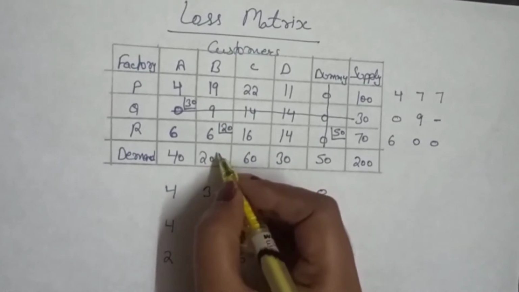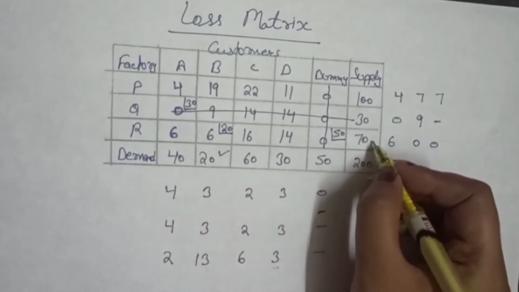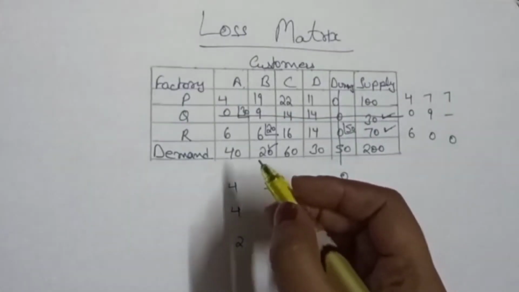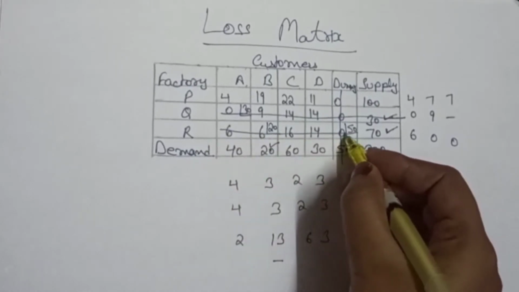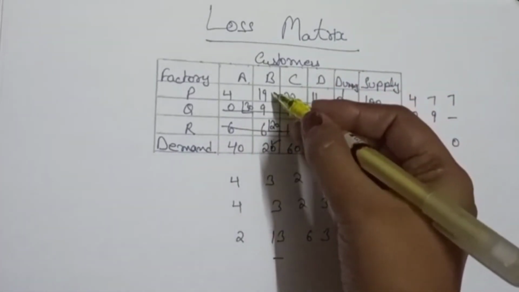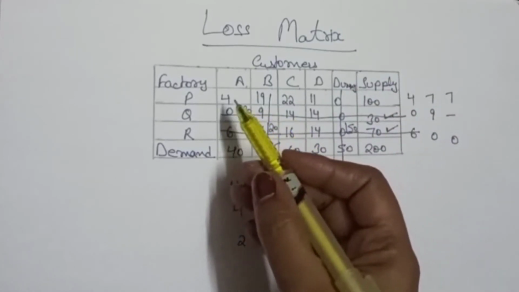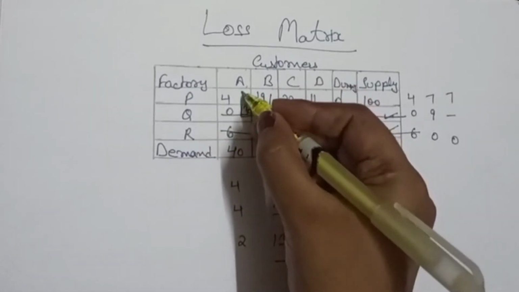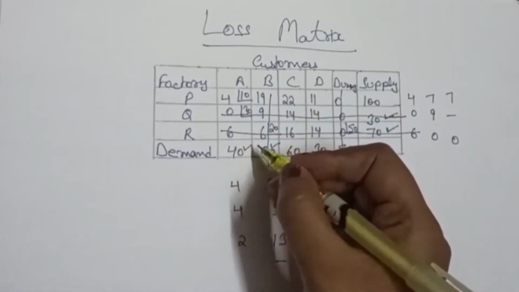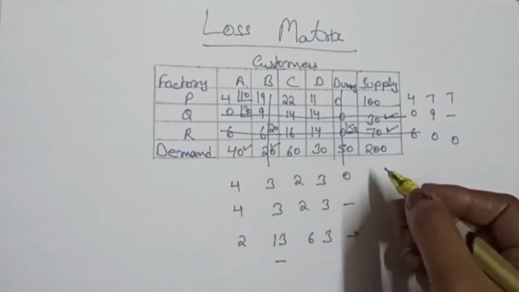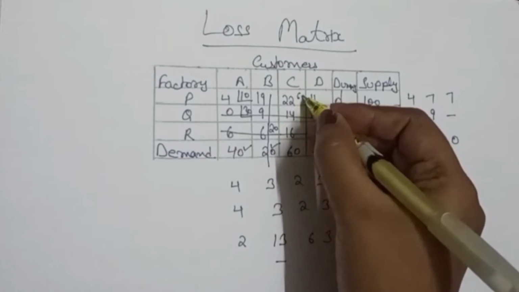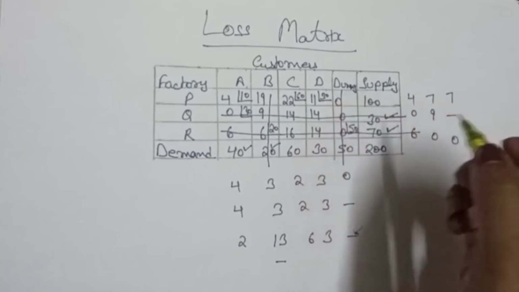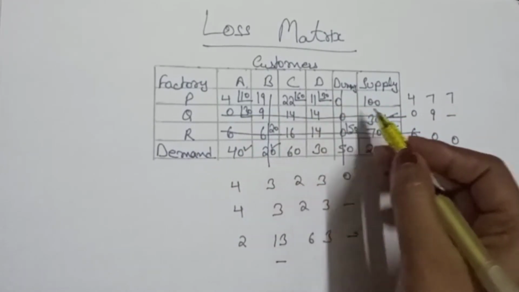So this column has been satisfied and this row has been also satisfied. Now we can cut this row also. So students, you can see here we have only one row left. Now we will do our allocation. We will give 10 so that this column is also satisfied. Now we will give 60 to this cell and 30 to this cell. 10, 60, 30 and its total is 100.